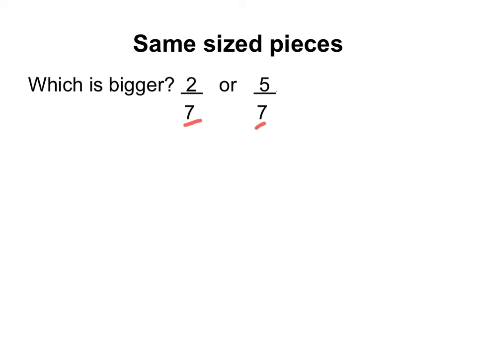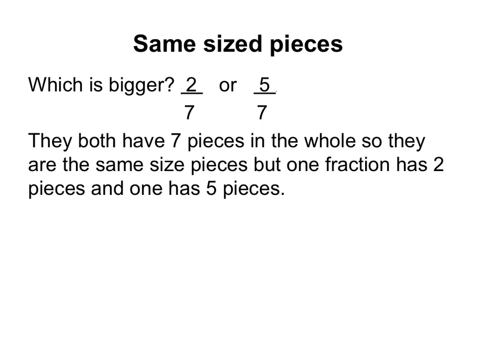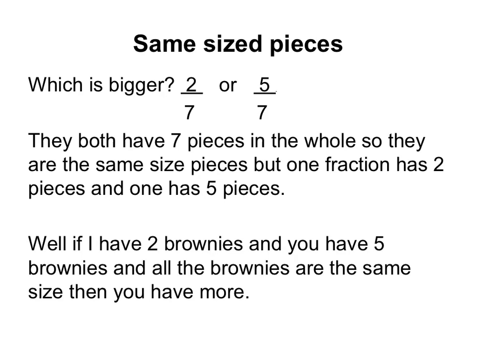They're both 7ths. 7 pieces in the first cake, 7 pieces in the second cake. If they're the same size cake, they're the same size pieces. So they're the same size pieces, but one fraction has 2 pieces and one has 5 pieces. Well, if I have 2 brownies and you have 5 brownies, and those brownies are the same size, then you have more brownie. So 5/7 is bigger than 2/7.